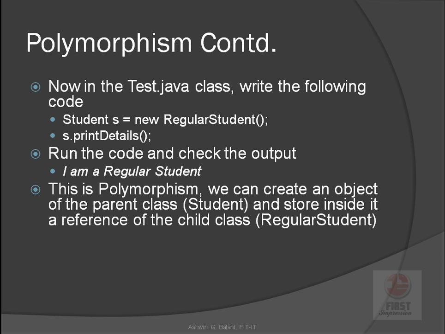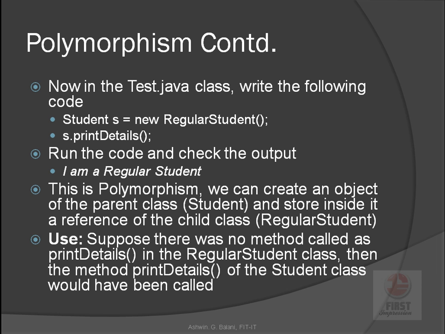This is polymorphism. That is, we can create an object of the parent class and store inside it the reference of a child class. Now, this is a bit of a warning. Suppose that there was no method called printDetails inside the RegularStudent class. That is, printDetails was not present inside the child class. Then the method printDetails of the Student class would have been called. The compiler will first search for that method in RegularStudent, it will not find it, so it will call the function inside the base class, that is the Student class.